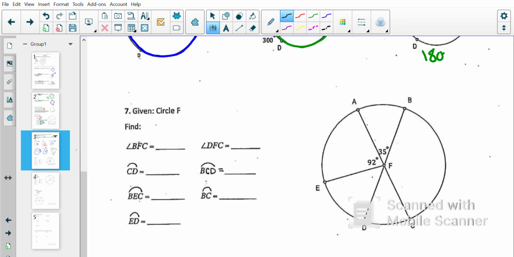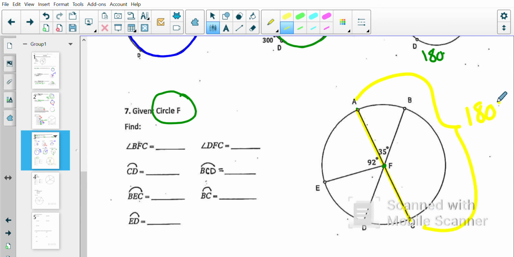All right, moving on. Angle BFC, angle B, we want to find angle BFC. Well, how are we going to find that? We know it's circle F, which means F is the center of our circle. So what I really hope you realize right here is that A to C is a diameter, which means it's going to split this circle into two semicircles. So from A to C is 180 degrees.